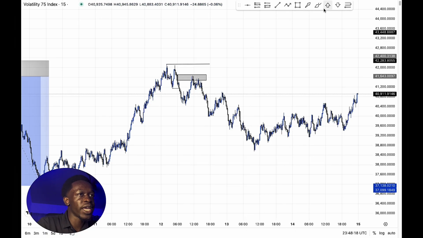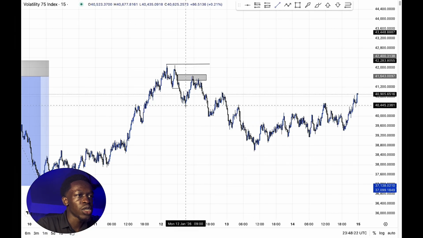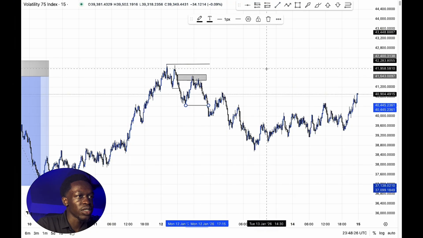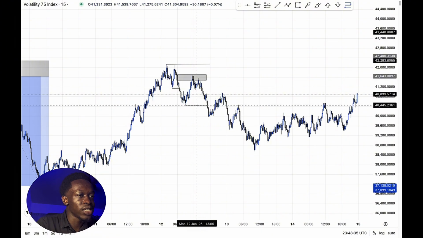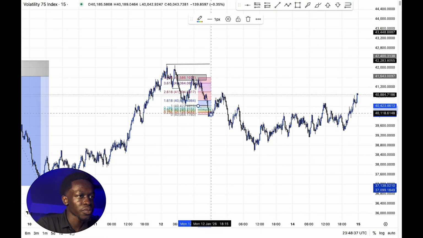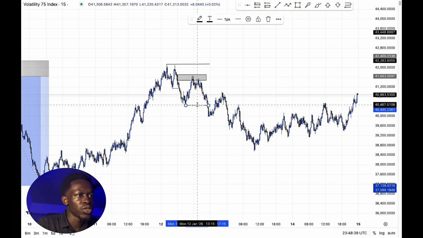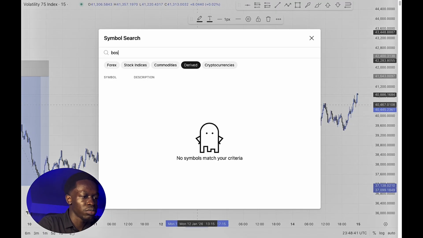So this was the first entry. Then the second entry was around, yes, when we got a breakout structure at this level. I told you whenever there is a breakout structure, there is always a retracement. So that retracement, take advantage of it. So this is the second breakout structure.